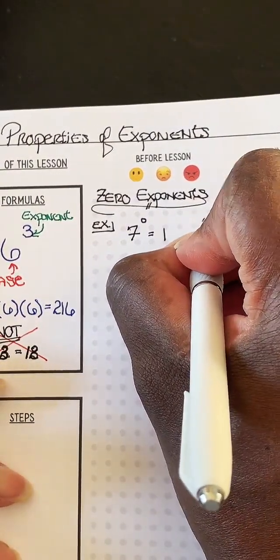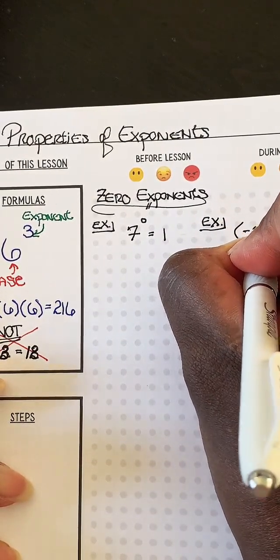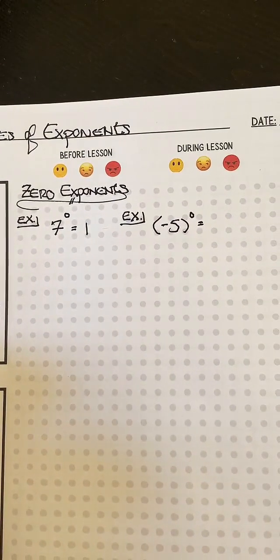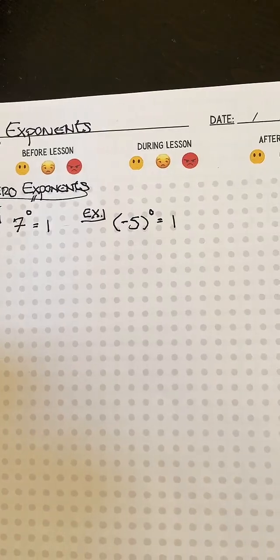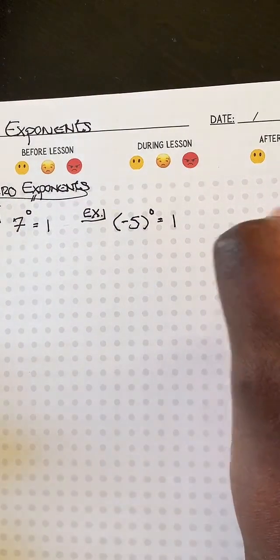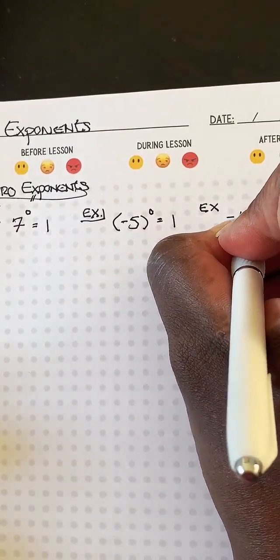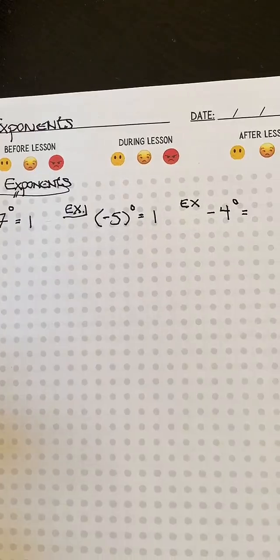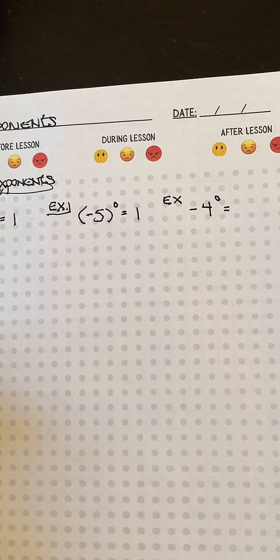So if I take, say, -5, if that -5 is inside of a parenthesis and it's being raised to the 0 power, my answer is 1. Okay? Now, what happens if it's -4 raised to the 0 power? What is my answer if I have -4 with no parenthesis raised to the 0 power? What do you think?